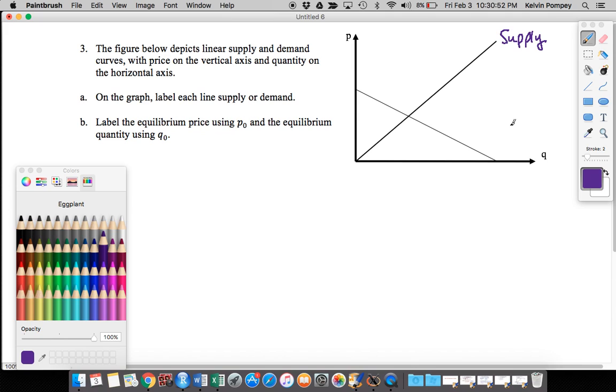My demand curve, right? People want to buy more of a quantity when the price is very low, right? And so when the price is low, at the bottom of my graph, given by this vertical axis, and a lot of quantities are at the right side of my graph, this would be my demand curve.